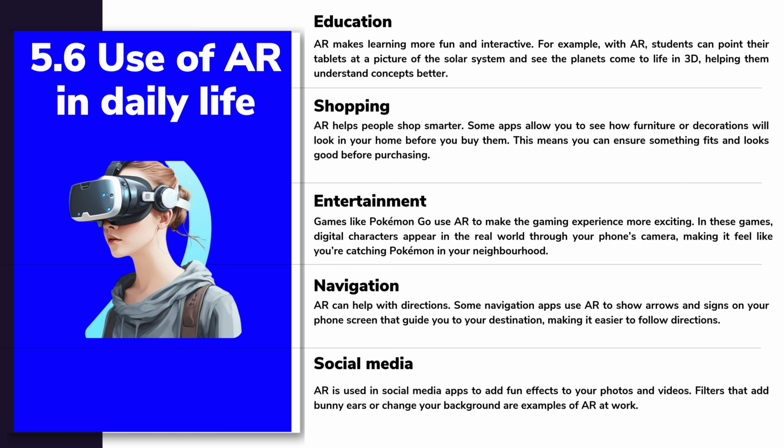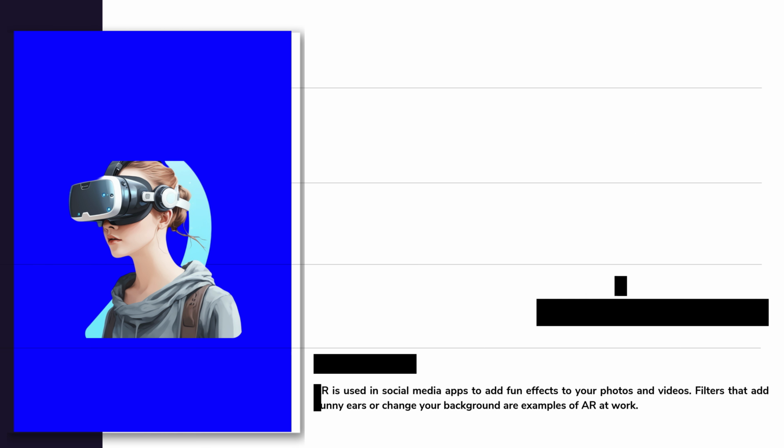In these games, digital characters appear in the real world through your phone's camera, making it feel like you're catching Pokemon in your neighborhood. Navigation. AR can help with directions. Some navigation apps use AR to show arrows and signs on your phone screen that guide you to your destination, making it easier to follow directions. Social media. AR is used in social media apps to add fun effects to your photos and videos. Filters that add bunny ears or change your background are examples of AR at work.